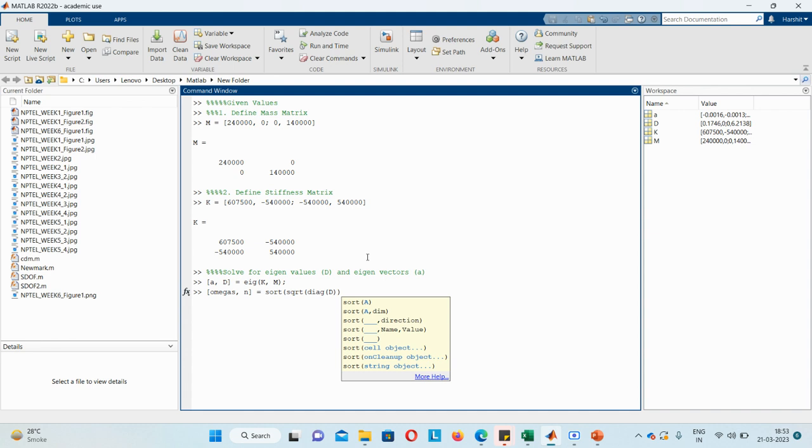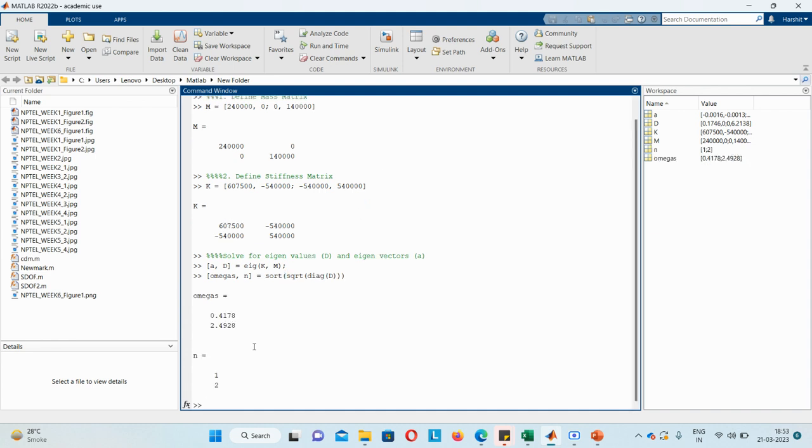We can see from the solution omega 1 is 0.4178 and omega 2 is 0.2928, and this is the first mode of vibration since its corresponding n value is 1, and this is the second mode of vibration since its corresponding n value is 2. So this is how, using a MATLAB function, we can very easily obtain the modes of vibration, the corresponding eigenvalues, natural frequency and eigenvector.